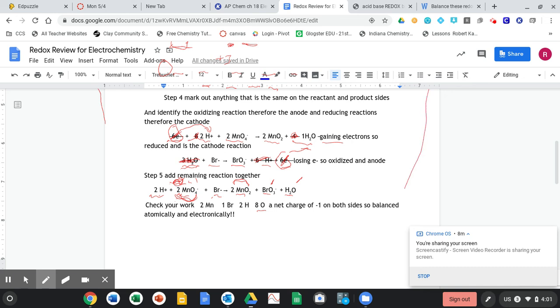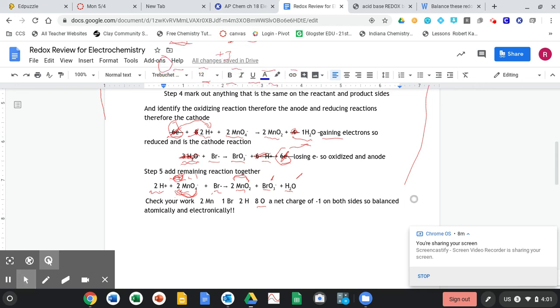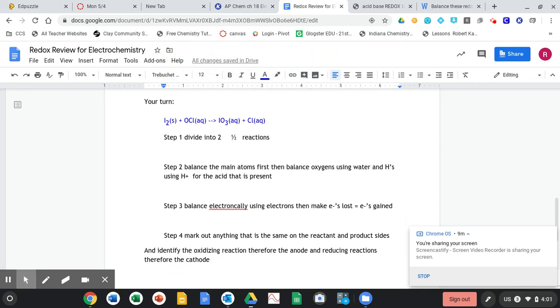So your job on this worksheet, like I said, I'm just going to give you this worksheet. It won't be all marked up, is to take and do all those steps with that reaction. Okay? So good luck with your work.